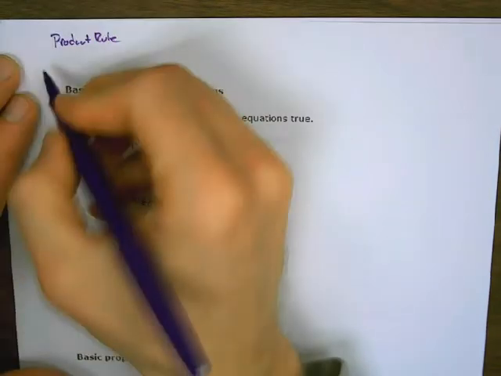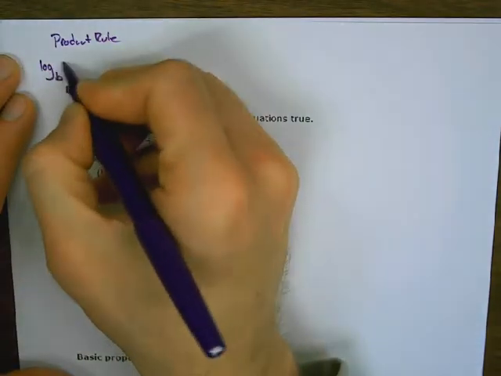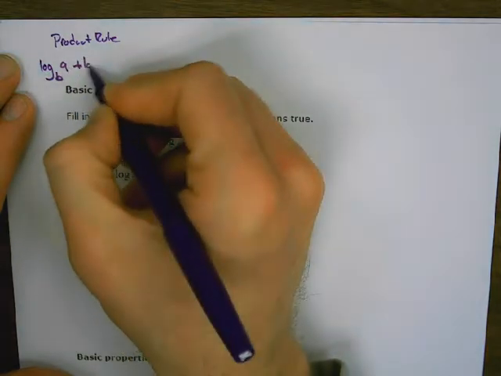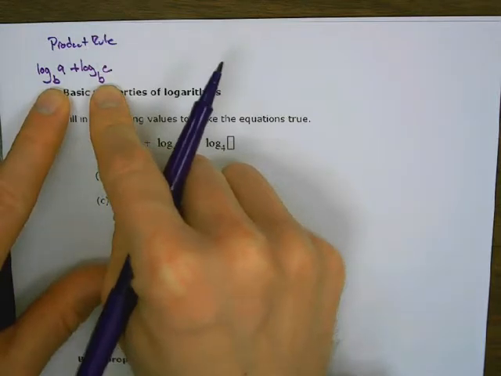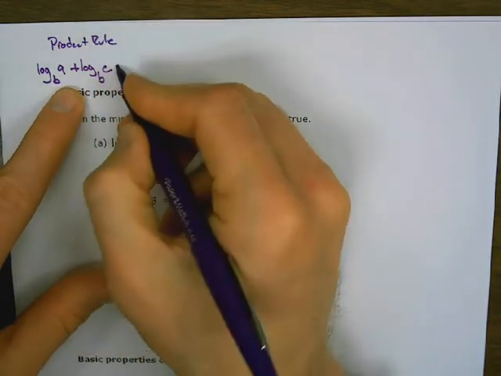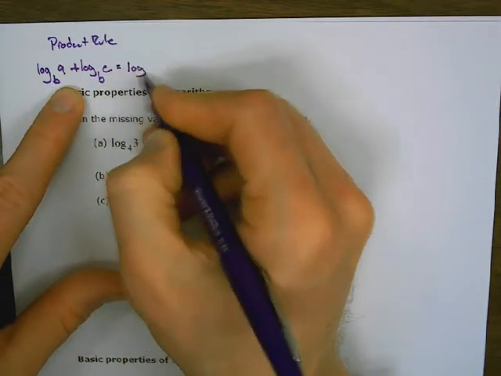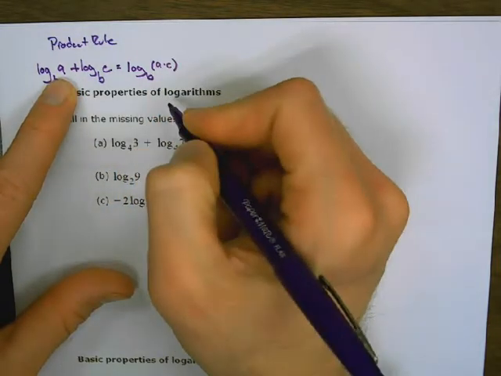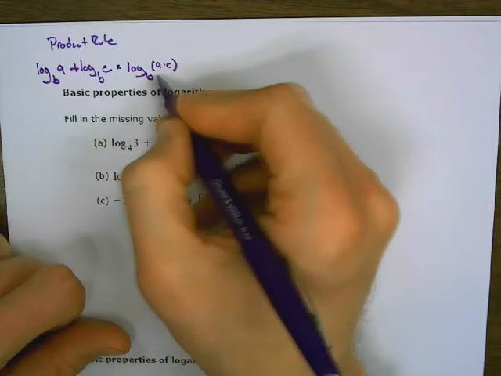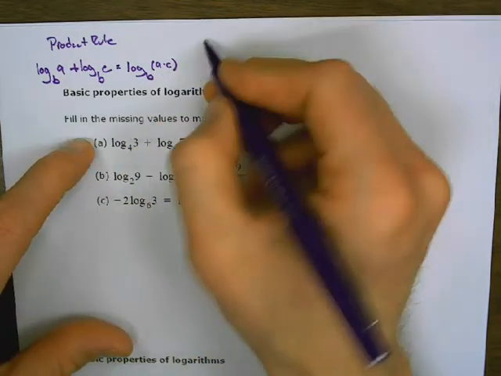which basically states if you have the log base b of a added to the log base b of c, so I have the same base of the log but I'm adding, what I'm allowed to do is do log base b of the product a times c and condense it into one log.